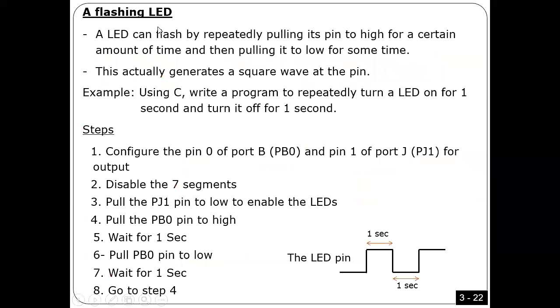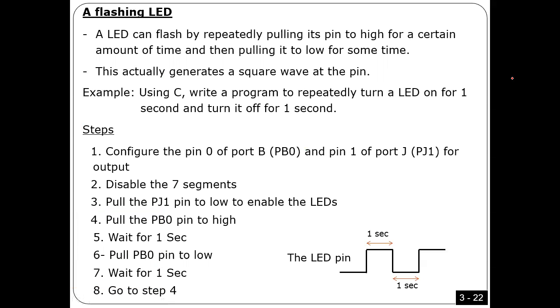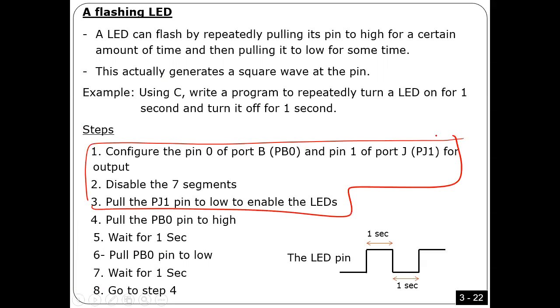So now, in flashing LED, how can we do this in C language? Okay, so if you look at the pseudocode, this pseudocode is exactly similar to the assembly. What I did in the assembly in the first part here: you have to do configuration in the first part, and then you have to pull PB0 high. You have to wait 1 second. You have to pull it low, and then you have to wait 1 second and keep repeating.